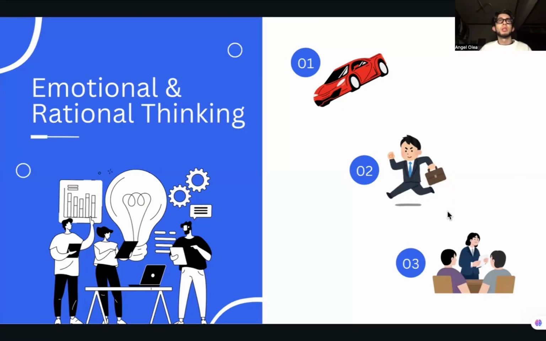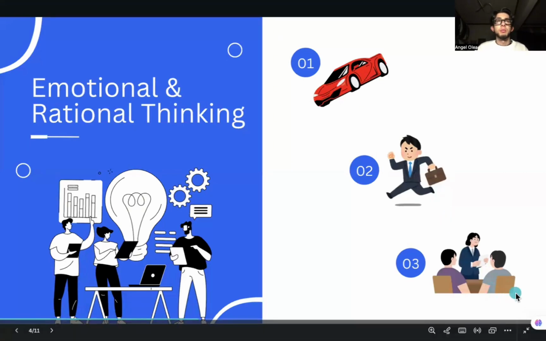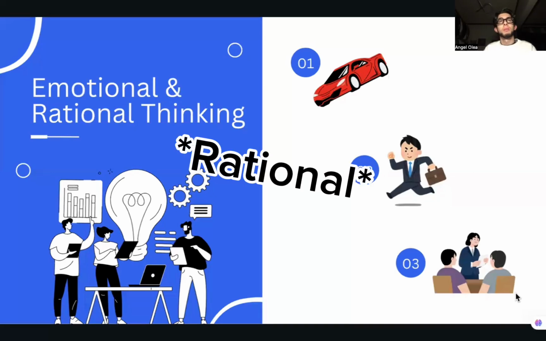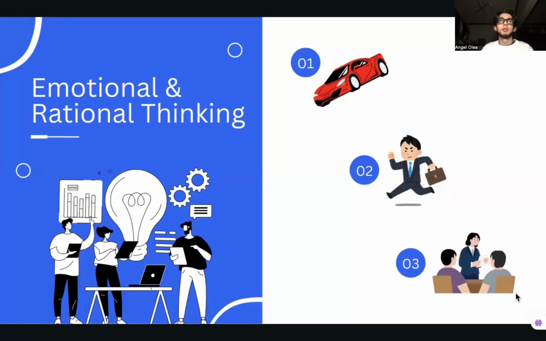An emotional thinker says, "I'll quit my job because my boss hurt my feelings yesterday." A rational thinking mind says, "I'll stay in my job until I secure a new one." For the third and last example, an emotional person would say, "I'm not attending the meeting because I feel embarrassed." But a rational person would say, "I'm attending the meeting to understand the data before deciding."